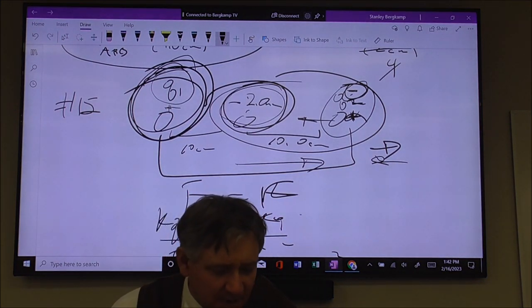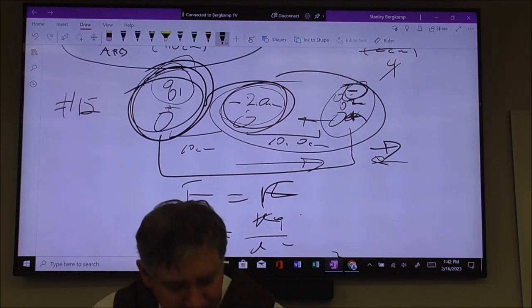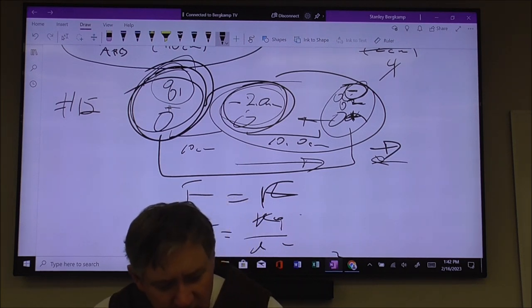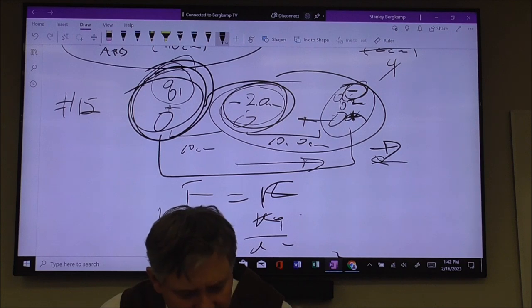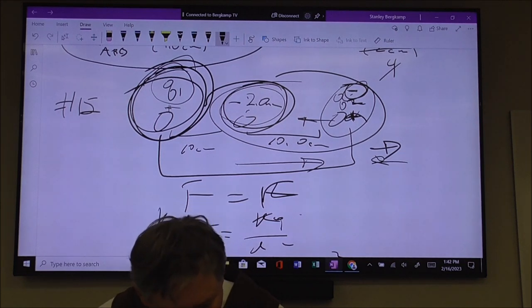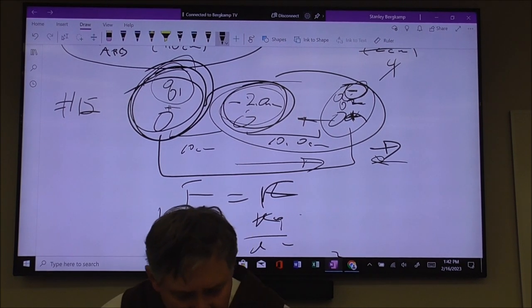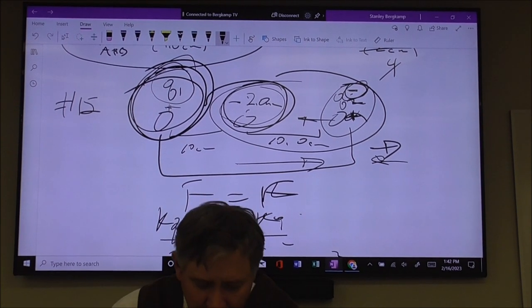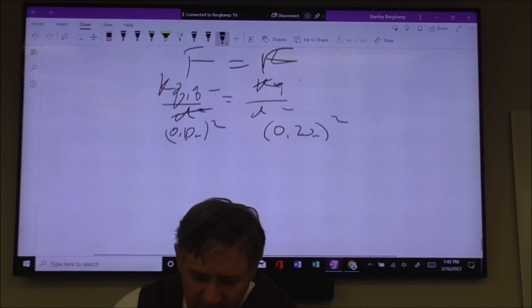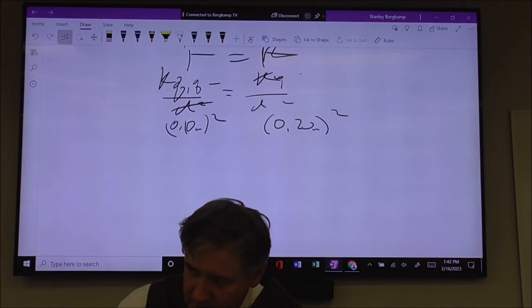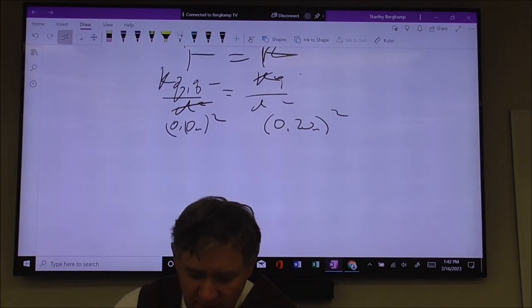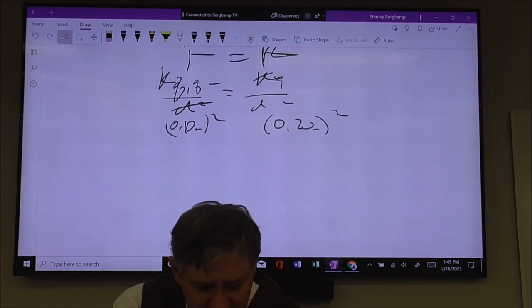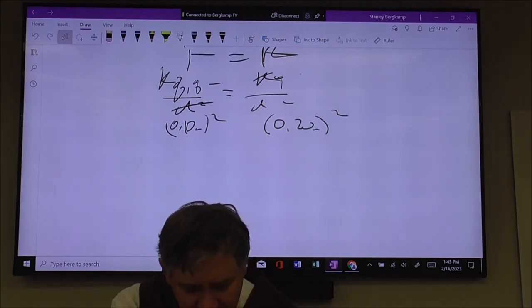Okay, so let's talk about number 16. So, charge 10 nanocoulombs at the origin, charge 20 at a different coordinate. What is the magnitude and direction of electric force on each object? So, what you want to do on that one, and this is why I said you want to look at this in terms of the charges, there's an interesting concept I want you to get out of 16.